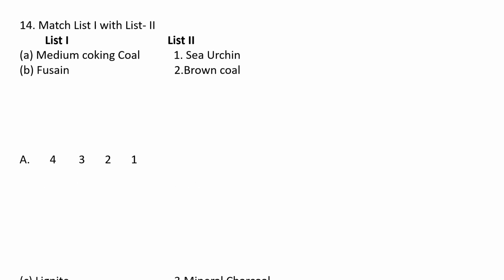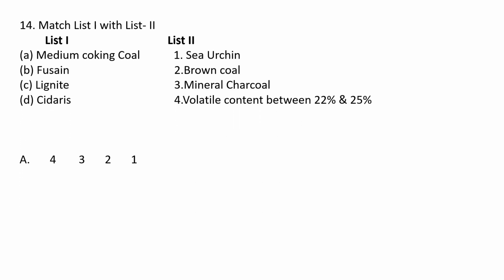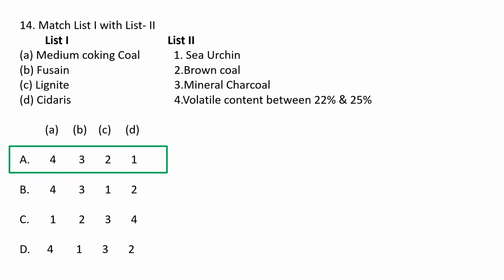Next question. Sorry, there was some interruption. Yes, you have to match list 1 with list 2. In list 1, A, B, C, D are given: medium coking coal, fusain, lignite, and siderite. And in list 2: sea urchin, brown coal, mineral charcoal, volatile content between 22% and 25%. The options are A, A4, B3, C2, and D1; B, A4, B3, C1, and D2; C, A1, B2, C3, and D4; D, A4, B1, C3, and D2.